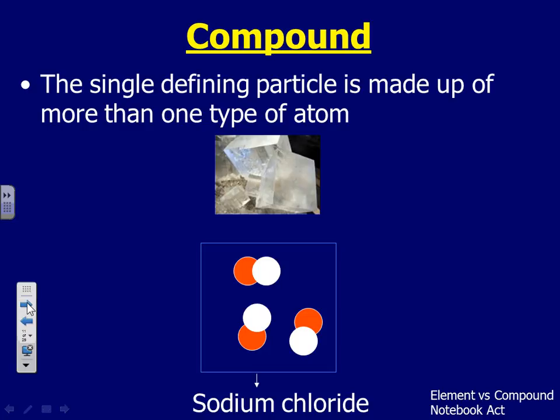So compounds. Each single defining thing, each of its little things, we call these molecules, by the way. When we say defining particle, each molecule is made up of more than one type of atom. The example I have there is sodium chloride. The example I have here, water, H2O, right? Still a pure substance, just has two of these elements put together into one thing.